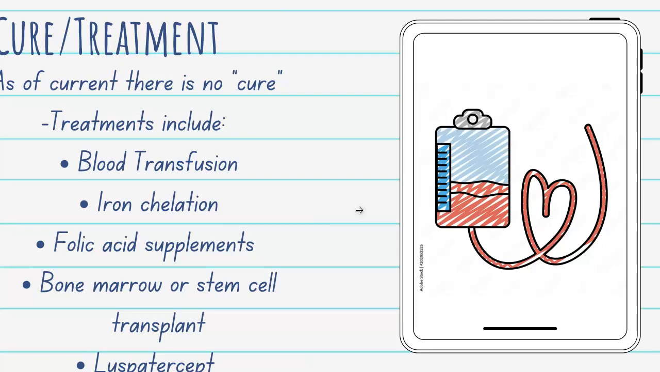Continuing down the list, we have iron chelation. I hope I'm pronouncing that correctly, I apologize if not. Folic acid supplements, or bone marrow or stem cell transplant. And this procedure down here, I'm not even going to attempt to pronounce. However, they have had some success with this procedure, I've read.